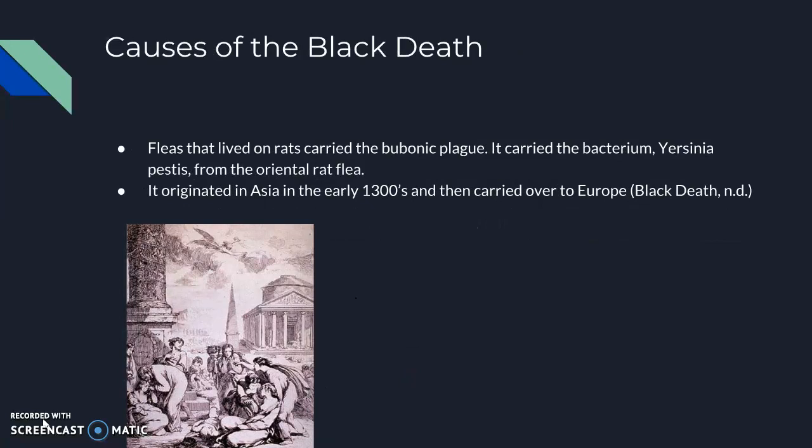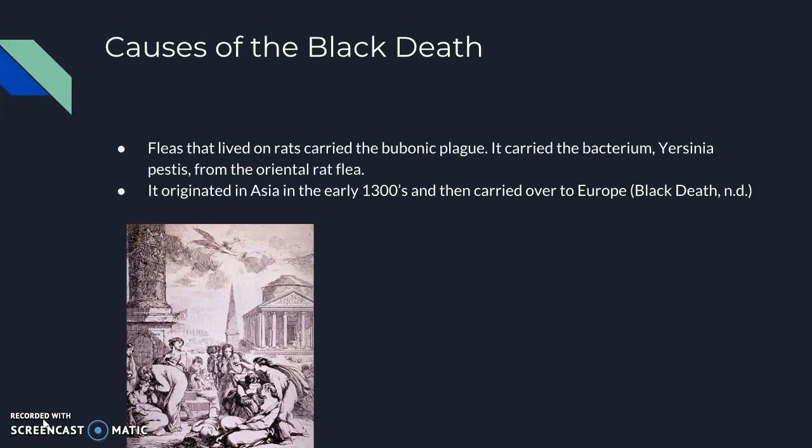Next, we're going to talk about the causes of the Black Death here. Fleas that lived on rats carried the bubonic plague. They carried a bacterium called Yersinia pestis, which is from the oriental rat flea. So this originated in Asia in the 1300s and then was carried over to Europe.